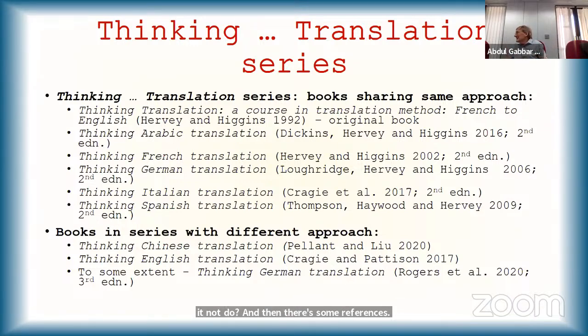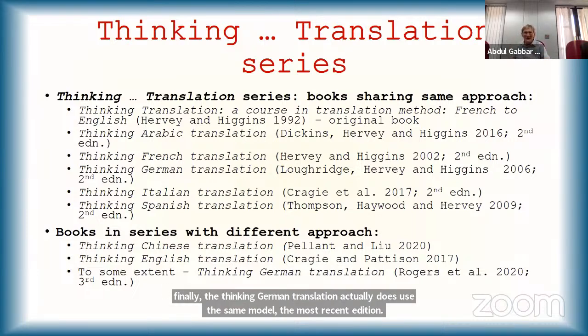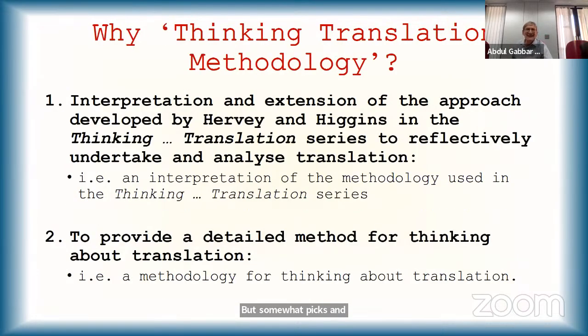It started off in 1992. There's a French version, a German version, Italian version, Spanish version. There's also a couple of books, Thinking Chinese Translation and Thinking English Translation, which have the same title, but don't really use the same model. And finally, the Thinking German Translation actually does use the same model, the most recent edition, but somewhat picks and chooses, as they say. So it doesn't necessarily have all the elements of the model in it.